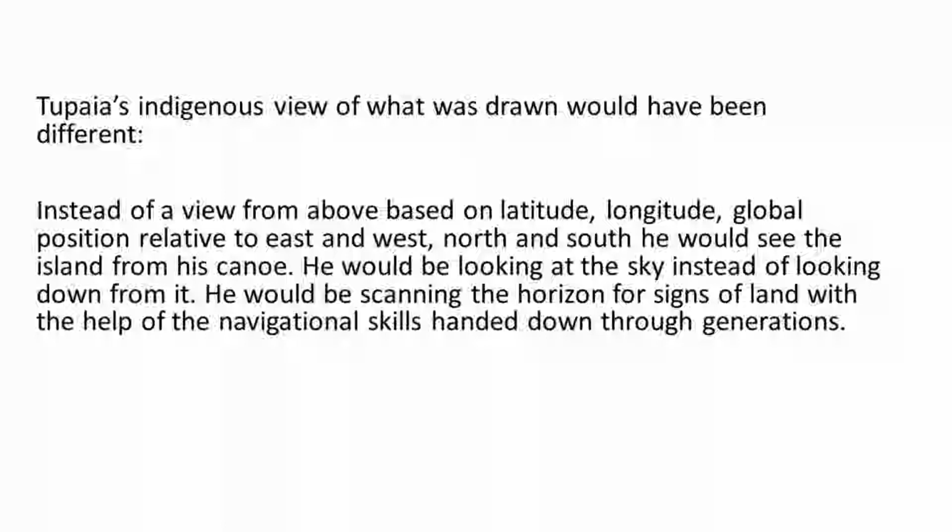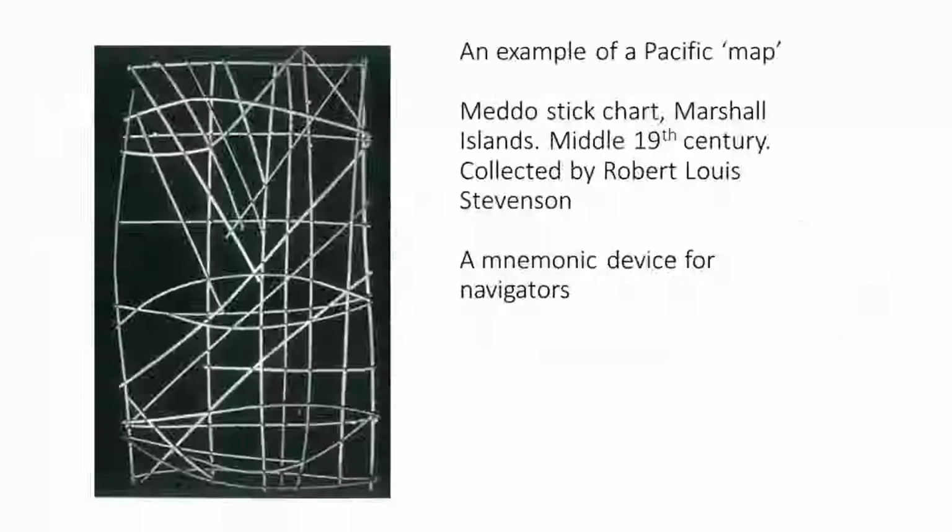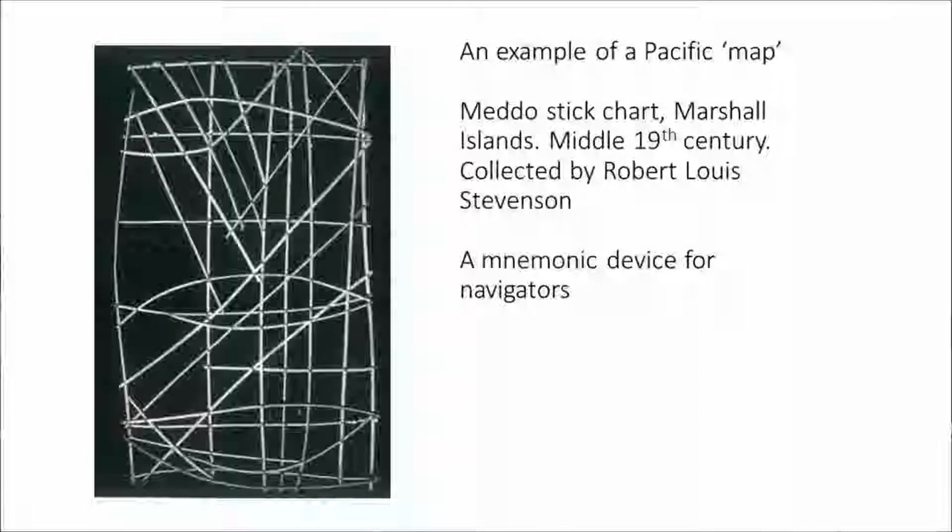So this is an example of a Pacific map instead of the drawn maps. This is a stick chart from the Marshall Islands. It's from the middle 19th century. It was collected by Robert Louis Stevenson. Some of you may have heard of him because he's quite well known in Samoa. And this is a mnemonic device for navigators. So you can barely see it, but shells here indicate islands where sticks cross each other. That's where swells come together. So you can see that these charts are very important and they would be remembered. So you would learn through these charts where islands are, where swells merge, and then they would literally be discarded. You would have to memorize it. This is not something you would take on a boat.